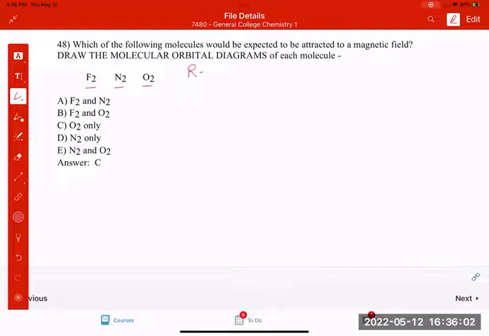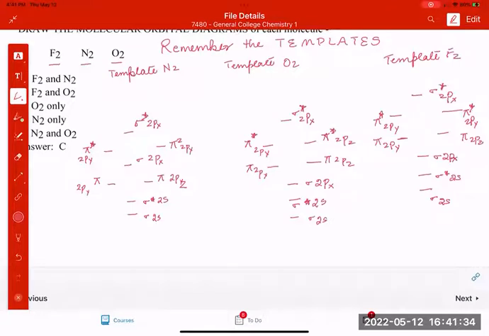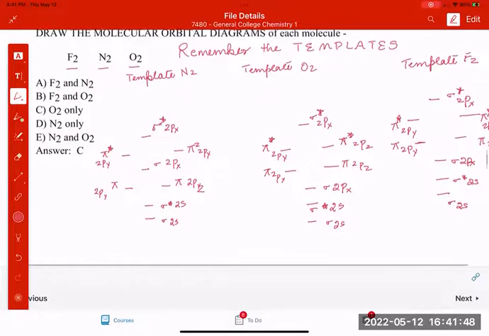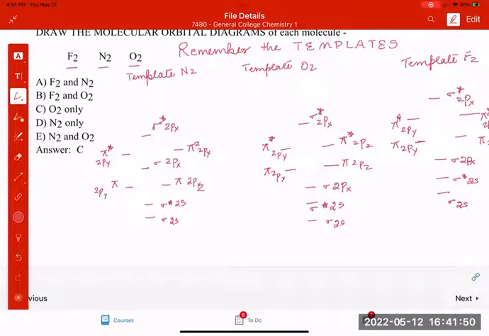So remember the templates. Some of you made mistakes on the templates. Which template to use? So let's get the templates first. Here are the templates for the nitrogen, oxygen, and the fluorine also follows the same thing. So now we are looking at draw the molecules, your molecular orbital diagrams actually for fluorine, nitrogen, and oxygen. So let's do for the nitrogen first.